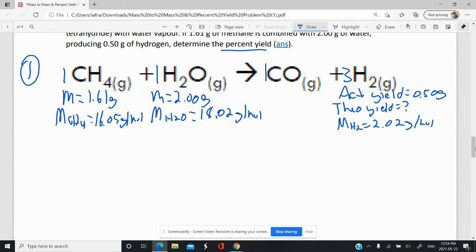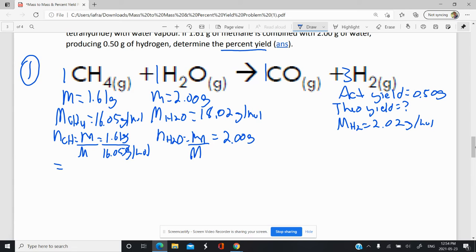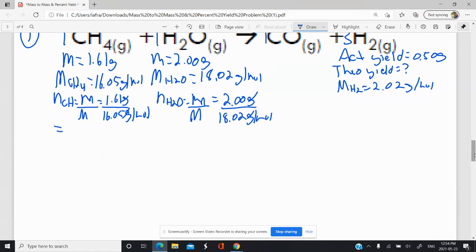So let me just find the number of moles first. So the moles of CH4 is equal to the mass over the molar mass, which is equal to 1.61 grams over the 16.05 grams per mole. And we can cross out grams and get moles. I'm just going to rewrite the same thing here, but for water, so the moles of water is going to be equal to the mass of the water in the question over the molar mass of the water, which is 2.00 grams over 18.02 grams per mole. And so we'll cancel that and get moles in the end. And let's go ahead and figure that out.